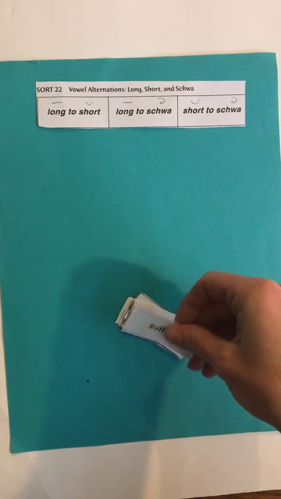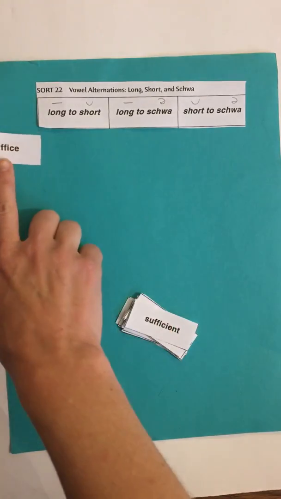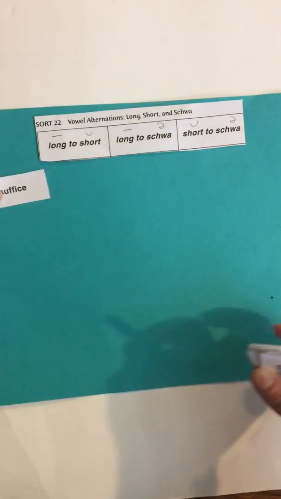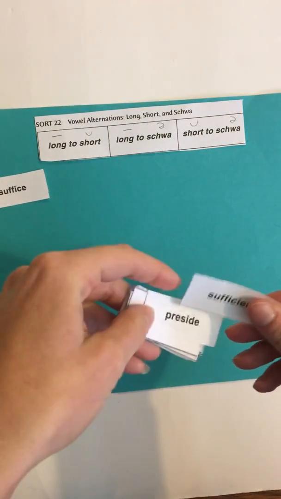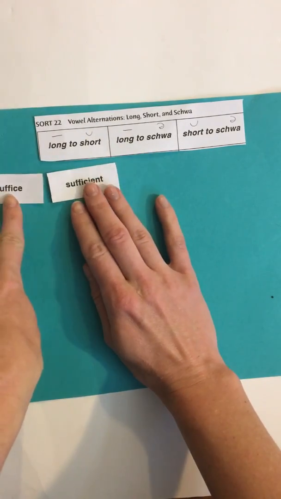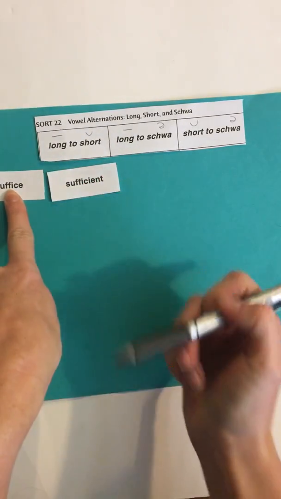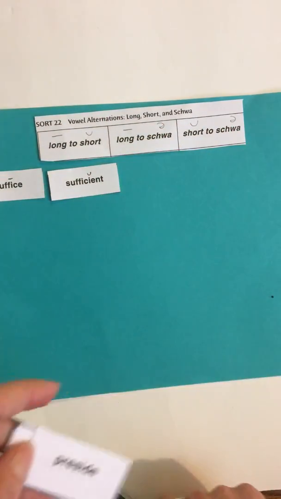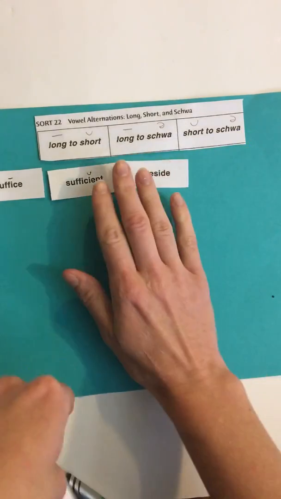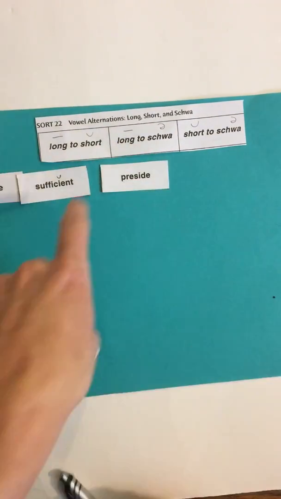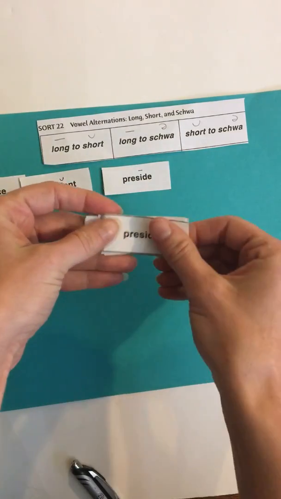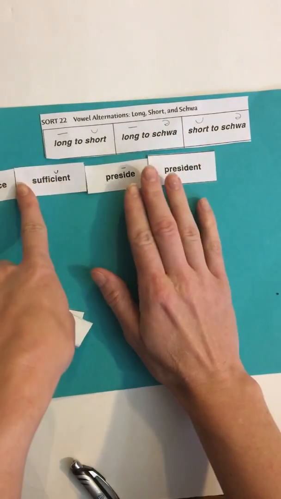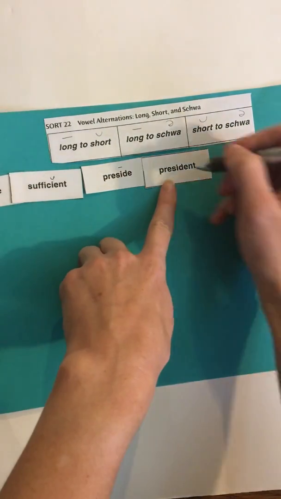So you need to leave yourself enough room to put the base word next to the derived word. And in fact, I'm going to put this the long way. So we have suffice to sufficient. Suffice, right here you have the long sound, and it changes into a short sound. Preside went from a long vowel sound into president. President, when you get the schwa sound.